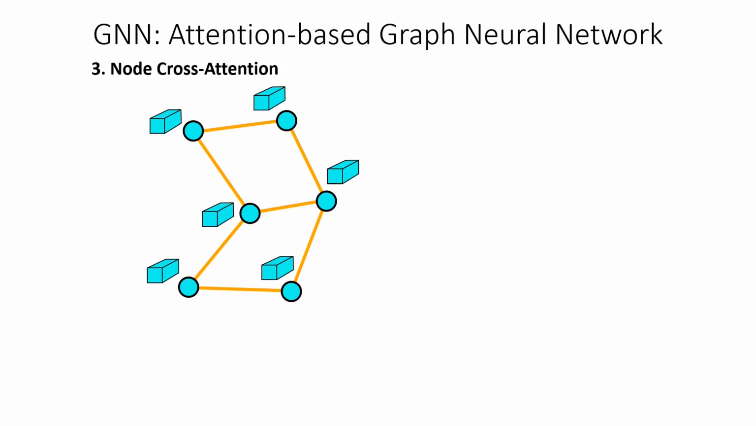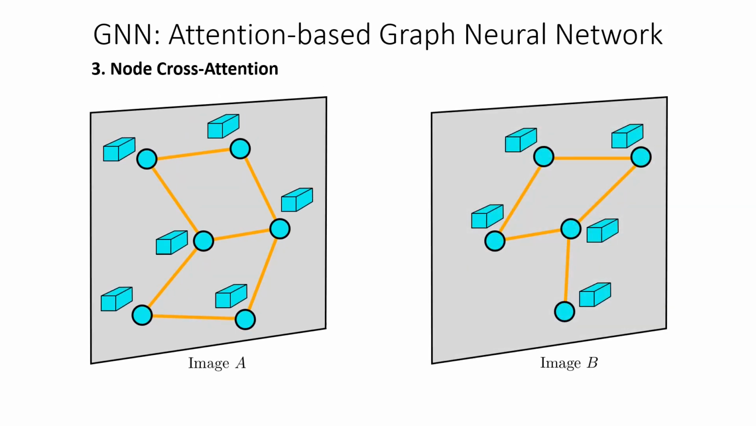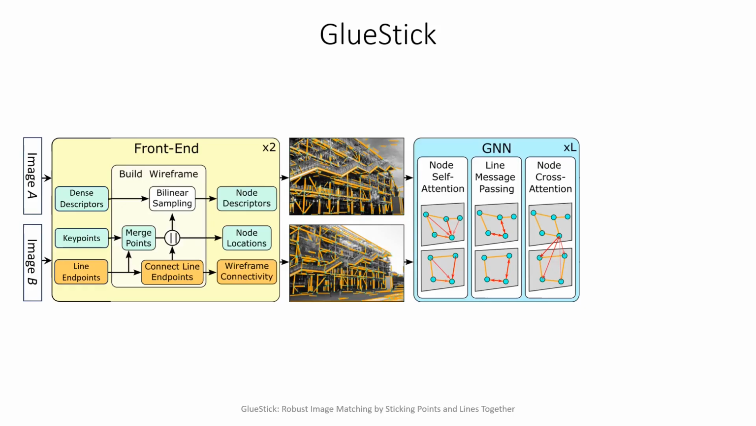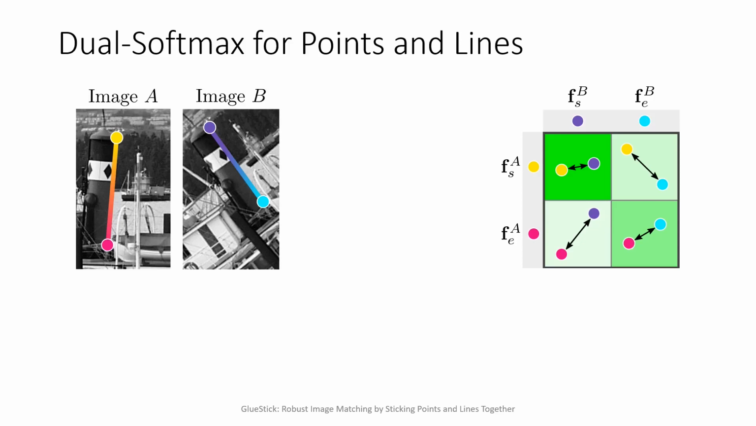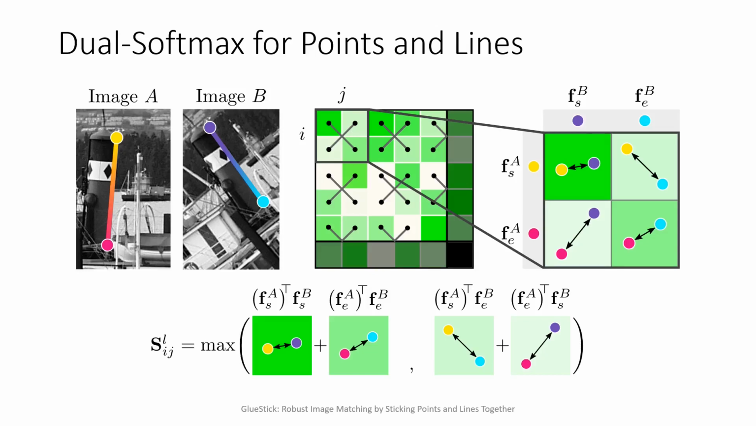Last, we use cross-attention layers that are very similar to self-attention layers, but instead of attending to the current image, each node attends to all the other nodes in the other image. After the GNN, we use two assignment matrices, one for points and one for lines. In the one for lines, we have to disambiguate between this correct option and this incorrect one. We do so by comparing the similarity of the endpoints for each possible line match.